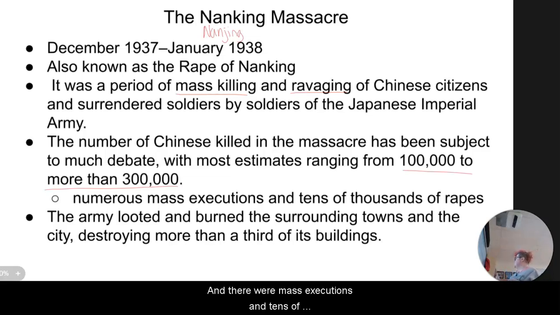And there were mass executions and tens of thousands of rapes of women by the Japanese army. The army looted and burned the surrounding towns and the city, destroying more than a third of its buildings.